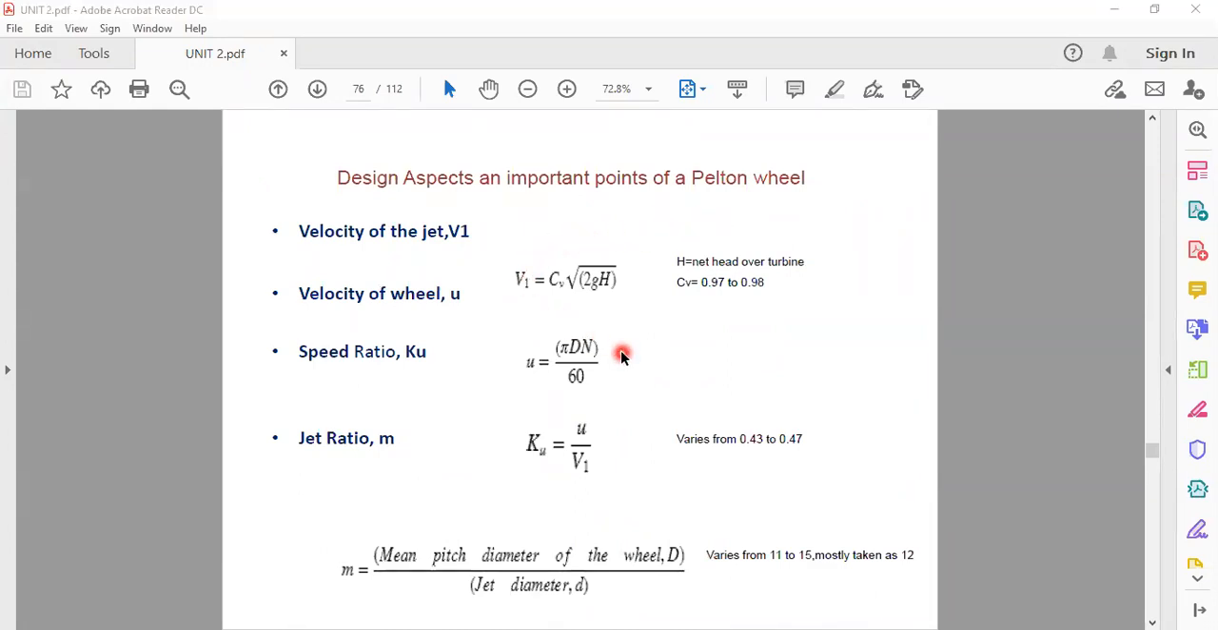Summary of Pelton wheel design. Velocity of jet V1 equal to Cv under root of 2gh. Velocity of wheel U calculated by pi DN by 60. Ku calculated by U by V1, and jet ratio calculated by mean pitch diameter of the wheel D and jet diameter d, upon D.